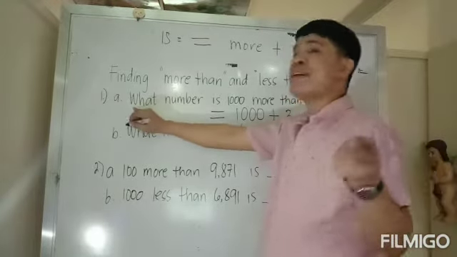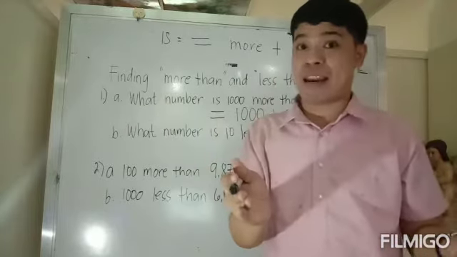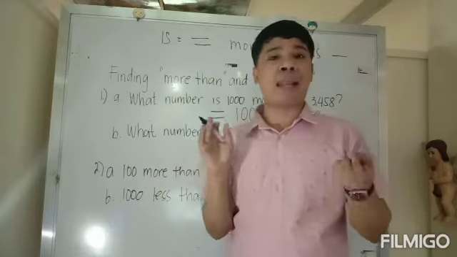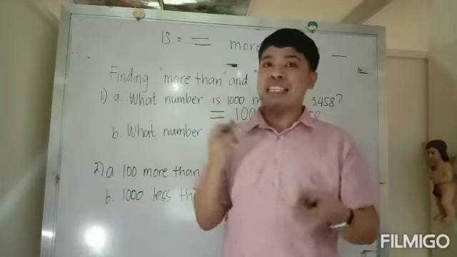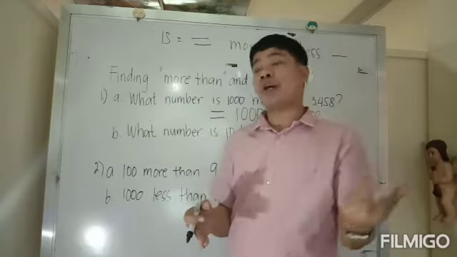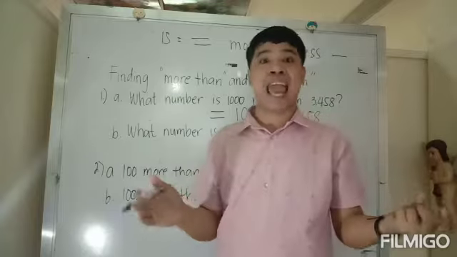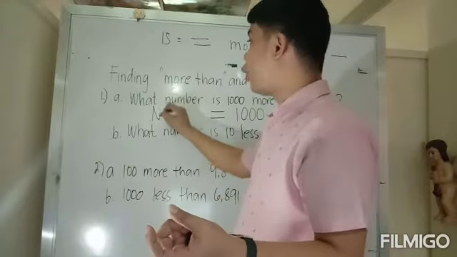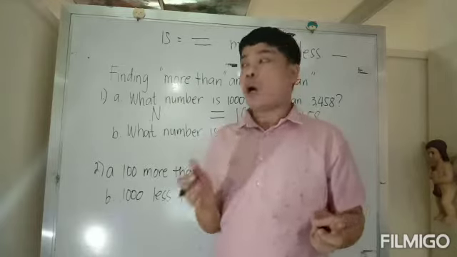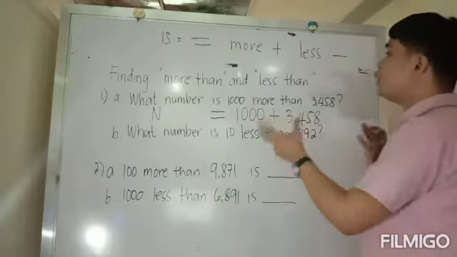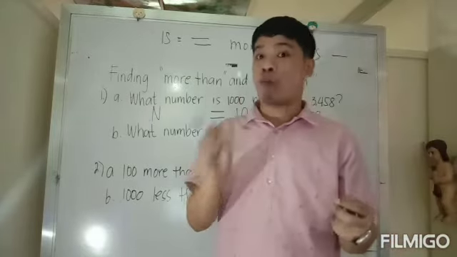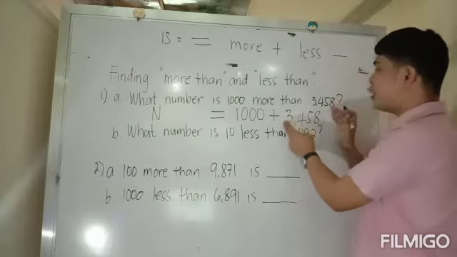Now, what is here? When we say "what number," that means n. Just like in algebra, where we apply x and y, but since this math is just for lower grade, you will just use n. N stands for the unknown or the missing number or the total number. So now, what we are going to do here is solve it backward.